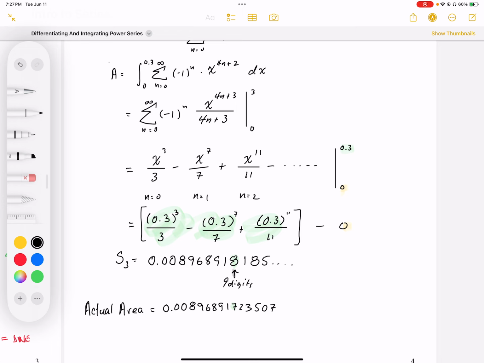And again, if I want more, I have an infinite number of terms that I can add on to this and keep going to get a more and more accurate area estimation for that area under the curve. So again, I want you to just notice that the third partial sum, S3, gives me 8 decimal places of accuracy compared to the actual area calculated by Desmos.